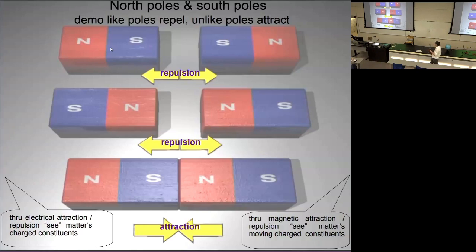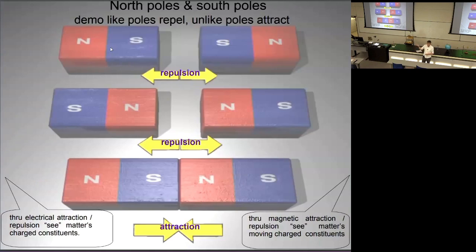In understanding magnetism, we developed the notion of magnetic poles, magnetic north poles and south poles. It's kind of like in understanding electricity, we developed the concept of charges, positive and negative charges. In the case of magnetism, if you have two like poles, two north poles, they will repel one another. Two south poles, they will repel one another. If you have a north pole and a south pole, or vice versa, then they'll attract one another.